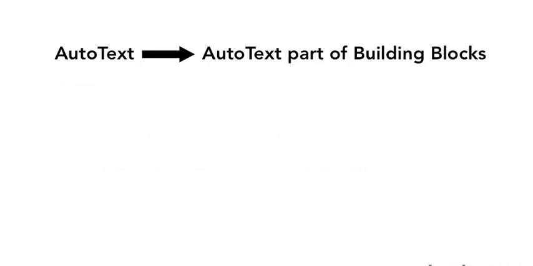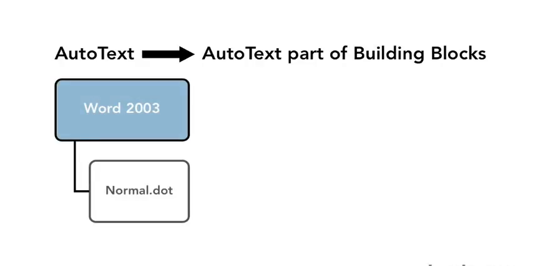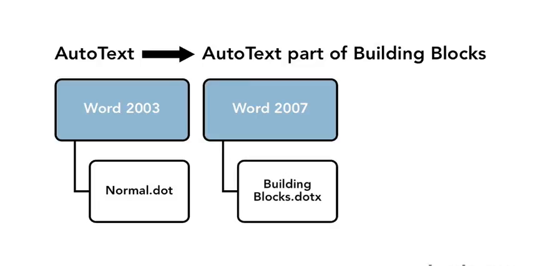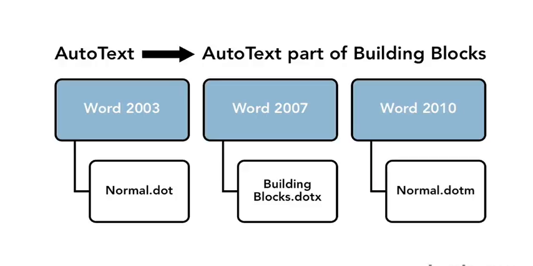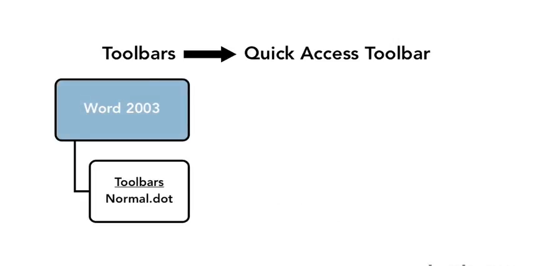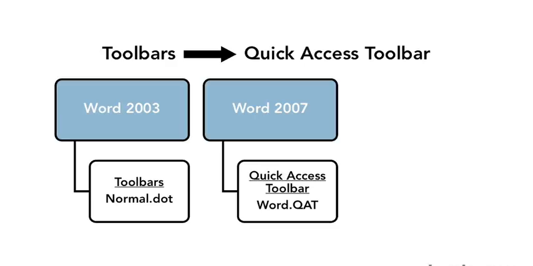What the normal template contains changes from version to version in Word. For example, in version 2003, auto text was stored in the normal template. In version 2007, auto text became a separate gallery and was stored by default in the global template that Microsoft created called Building Blocks. In version 2010, Microsoft returned to storing auto text in the normal template by default. In Word 2003, we could customize our toolbar from within the user interface, but that went away in Word 2007, and we only had access to the Quick Access toolbar to make our customizations.